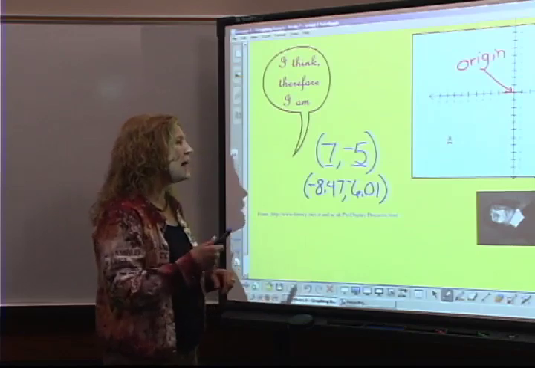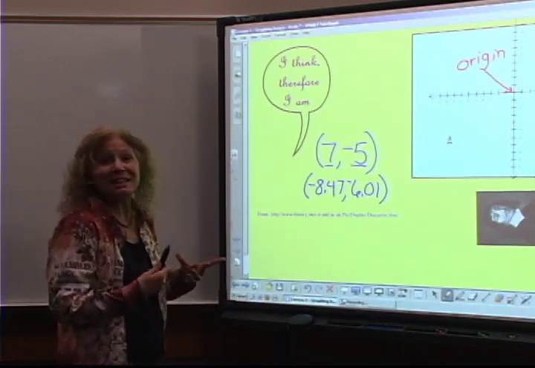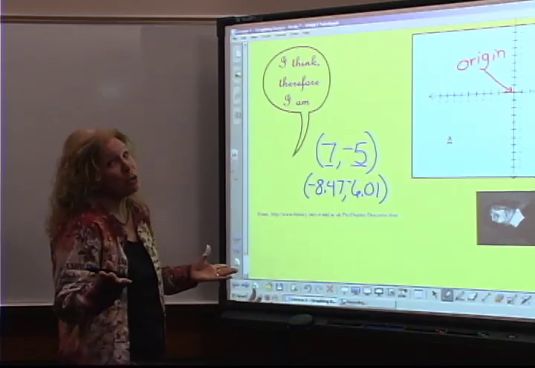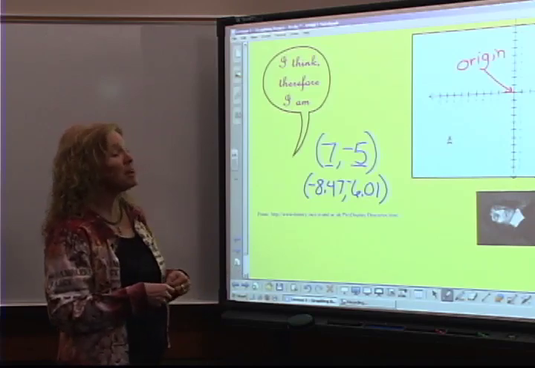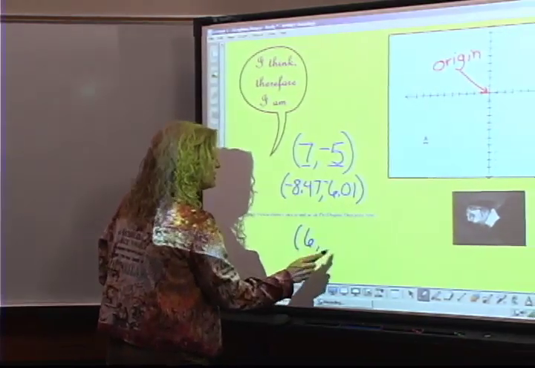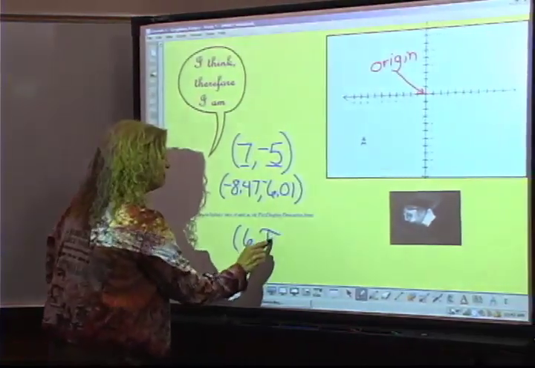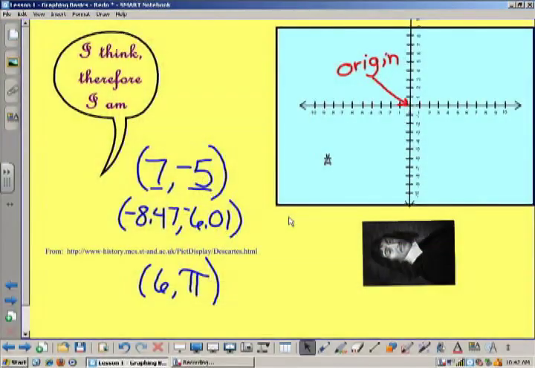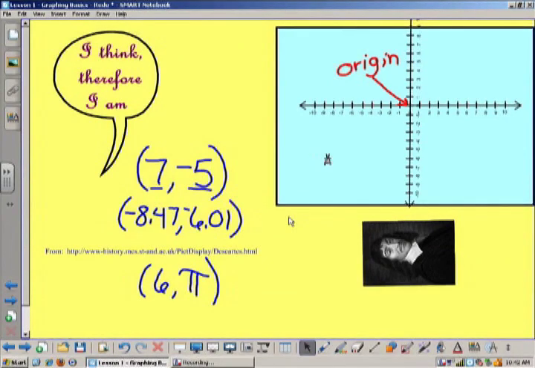Okay? And lastly, maybe we train this fly. Descartes getting to know this fly quite well. And maybe we tell this fly, we want you to go to (6, pi). And the fly, being a very smart fly, says, absolutely. And he goes to the one and only location for (6, pi).